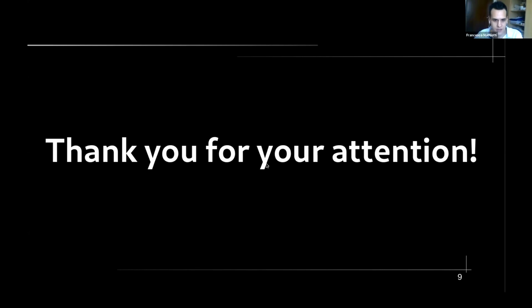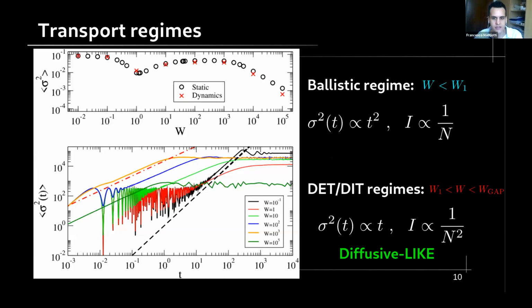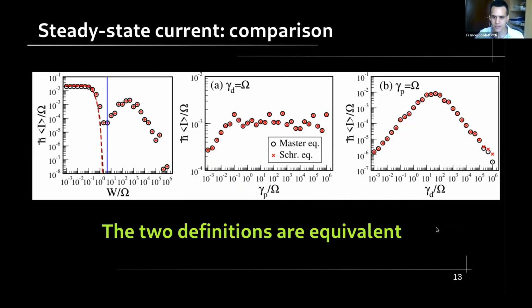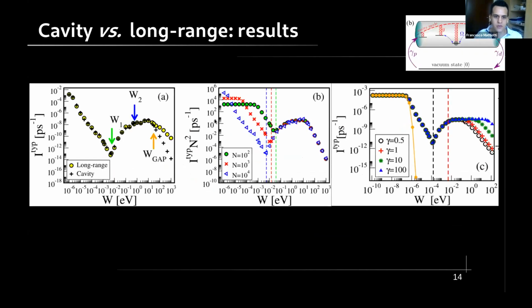Okay, thank you very much for the question. I have an additional slide here. Here I'm mixing a bit between the long-range model and the cavity model, but as I've said, they are equivalent. So if you change the length of the chain, for very small W the current goes as 1 over N in the ballistic regime, while in this disorder-independent transport regime, the current goes as 1 over N squared. N is the number of sites in the chain. And the critical disorder W1 here decreases and goes to 0 when you increase the length of the chain.